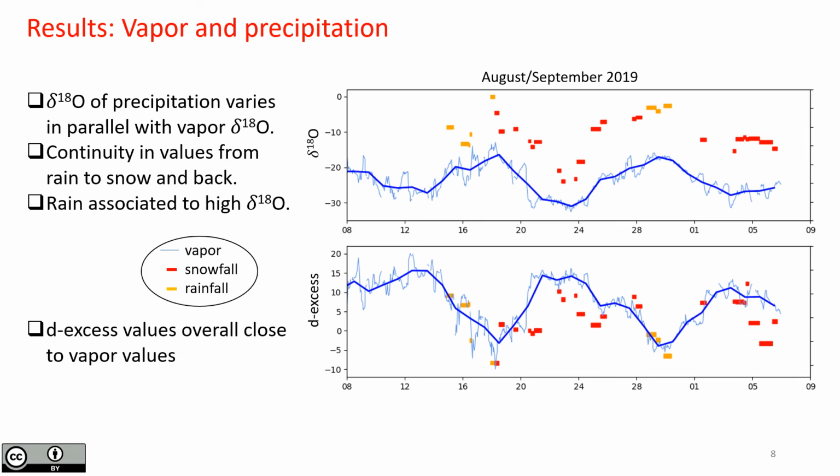We can see that rainfall usually corresponds to the periods with quite high delta weighting values, and snowfall to periods with quite low delta weighting values, which would be coherent with the arrival of cold air from the Arctic. The deuterium excess has also values that are very similar in vapor and in precipitation, and this is again coherent with equilibrium precipitation.